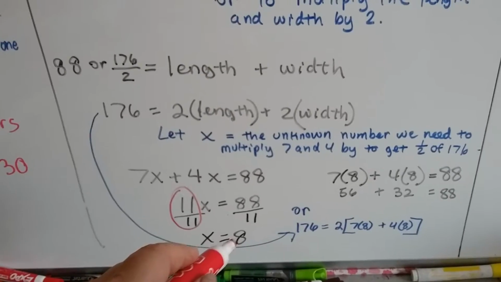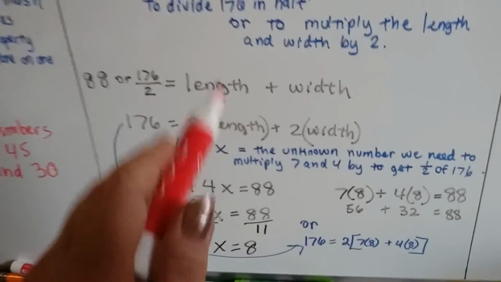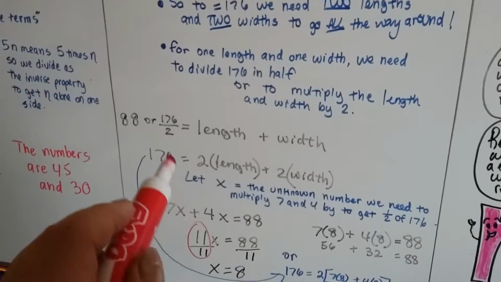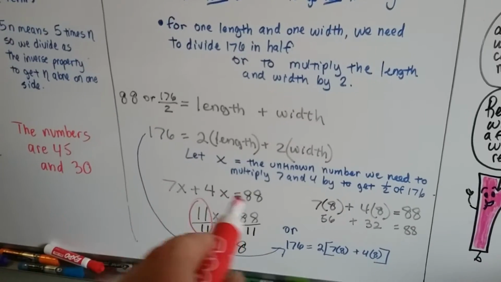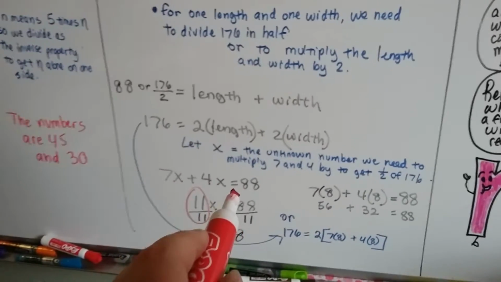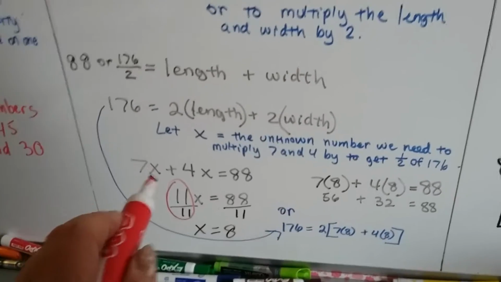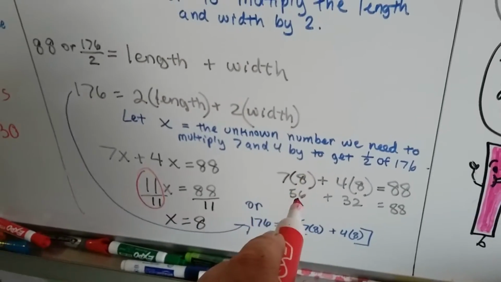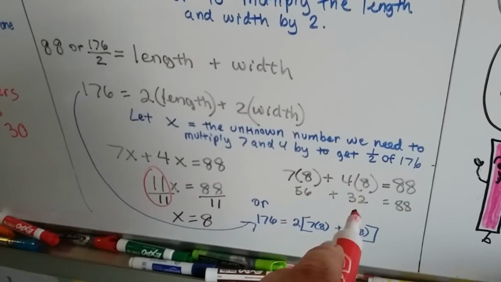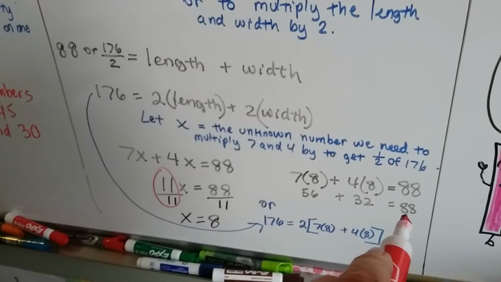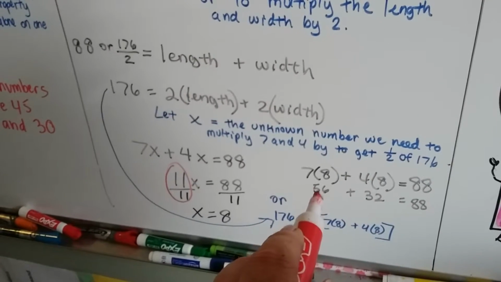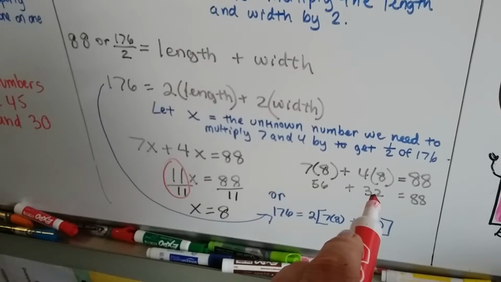So now we know that x equals 8, but we're not done. We need to plug it into our equation, okay? We need to plug it into this, the 7x plus 4x. So now we're going to put 8 wherever the x is. 7 times 8 is 56, plus 4 times 8 is 32. Yep, they equal 88. So now I know that the length is 56 and the width is 32.